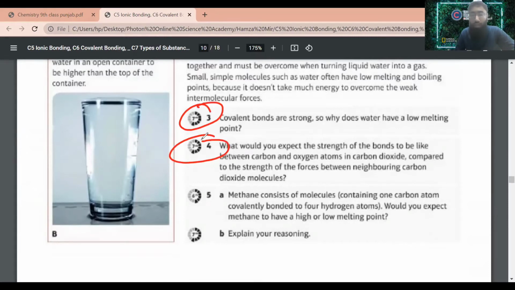Let me read that question. What would you expect the strength of the bonds to be like between carbon and oxygen atoms in carbon dioxide compared to the strength of forces between neighboring carbon dioxide molecules? First of all, let me write that question on the whiteboard so that we can make our notes in proper wording.